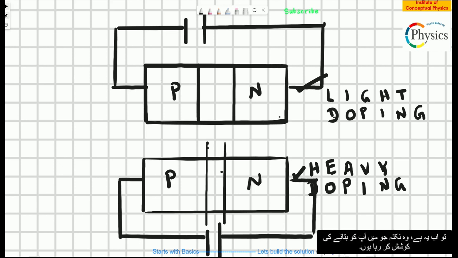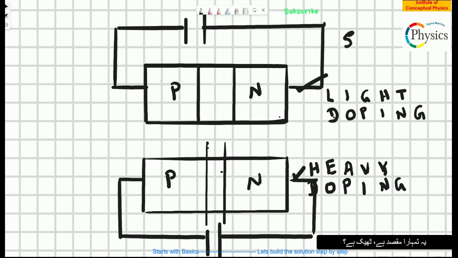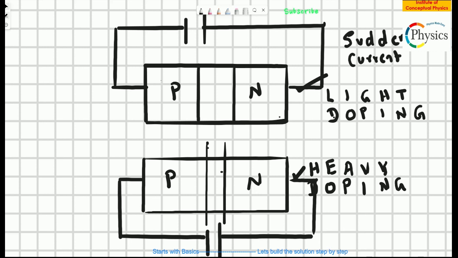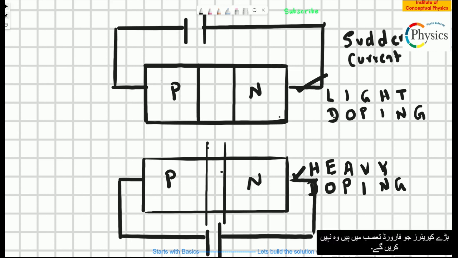So the point I'm trying to tell you here is, see, finally, what you need is the sudden current. That's your goal, right? You need sudden current due to what? Due to minority carriers. Majority carriers, which are there in the forward bias, will not exist here because it is not forward bias, right?